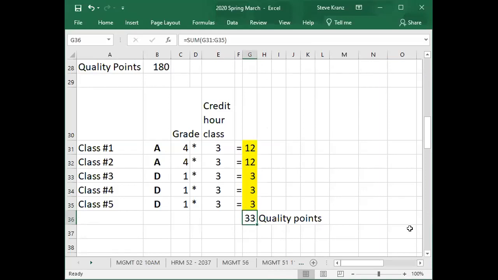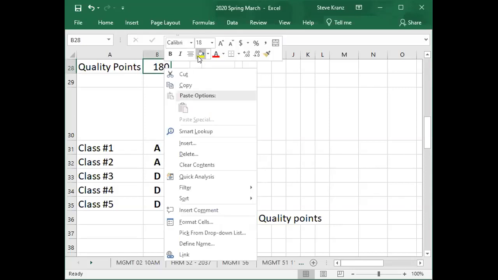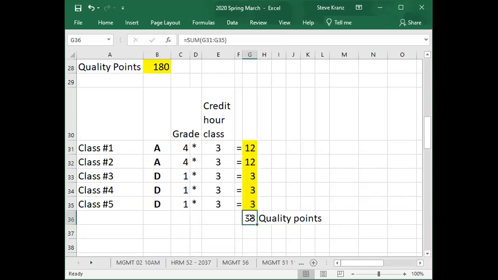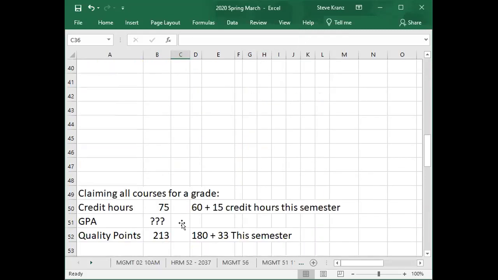In total for the semester, he would receive 33 quality points. So he currently has 180 quality points. He's going to add 33 to it. So that means in total he would have 213 quality points and credit hours equal to 75: 60 credit hours before this semester, 15 credit hours this semester.